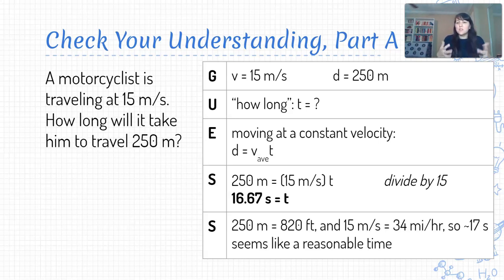Well, 250 meters is about 820 feet. And 15 meters per second is about 34 miles per hour. Doing those conversions helps us to evaluate using language that we're used to because, alas, America doesn't use the metric system. So given that we're moving 34 miles per hour, we're talking about 820 feet, about 17 seconds to cross that seems reasonable to me. So I'll take it. Cool.